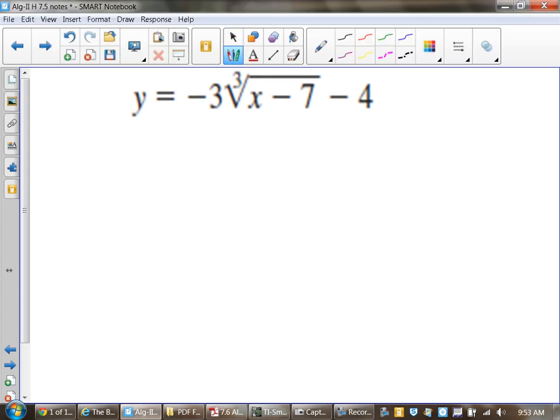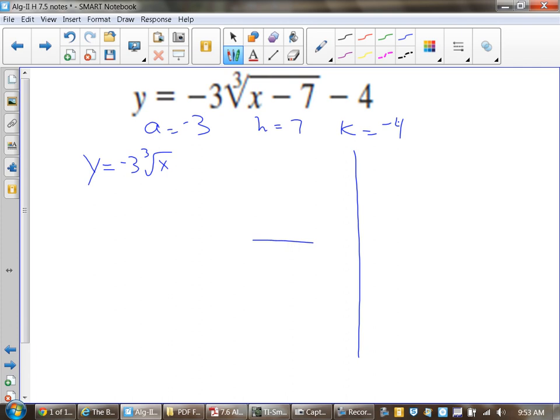Let's see if you caught it. A is -3, h is 7, and k is -4. Start by graphing what the generic would look like for -3 cube root of x. So I start my generic. I know it's going to go through 0, 0. The cube root of 1 is 1. 1 times -3 is -3. So this graph is going the other direction. Did you catch that? Yes. Good.